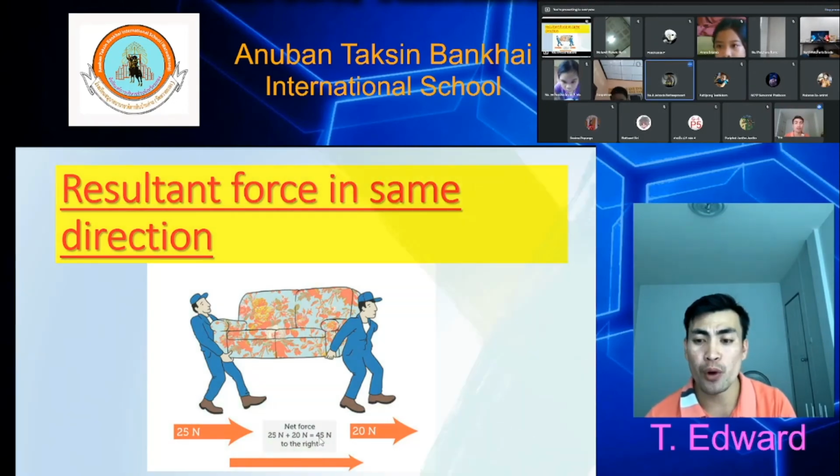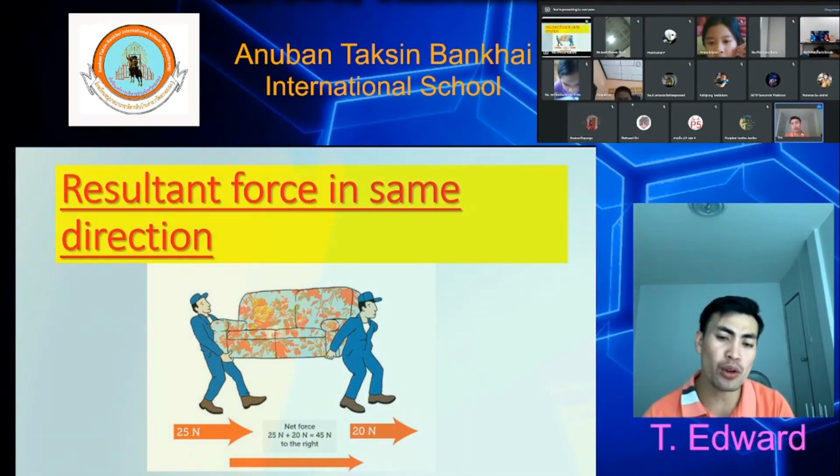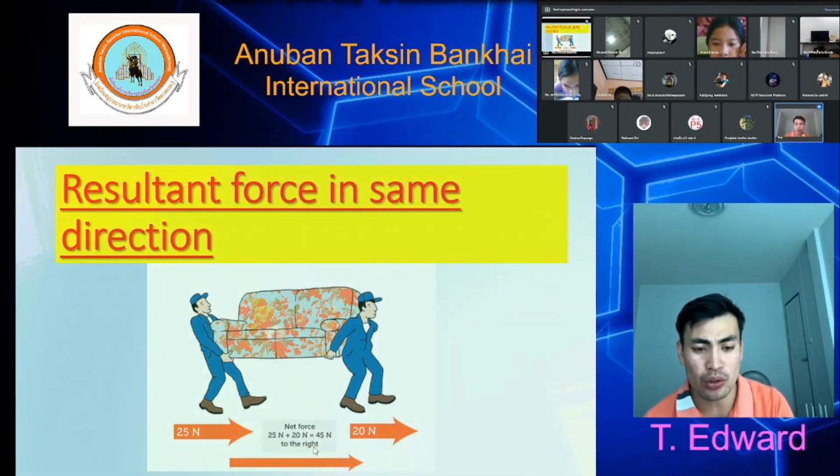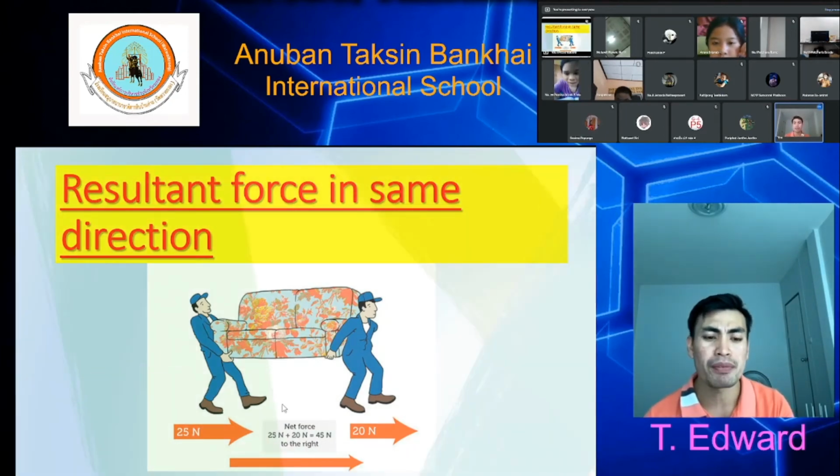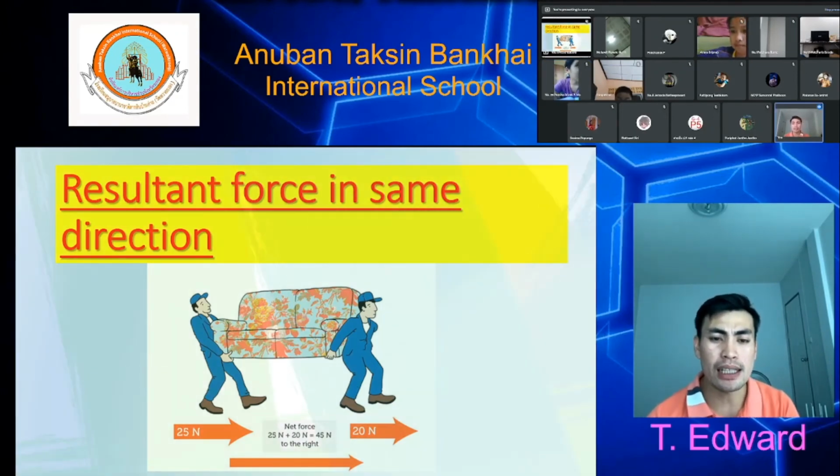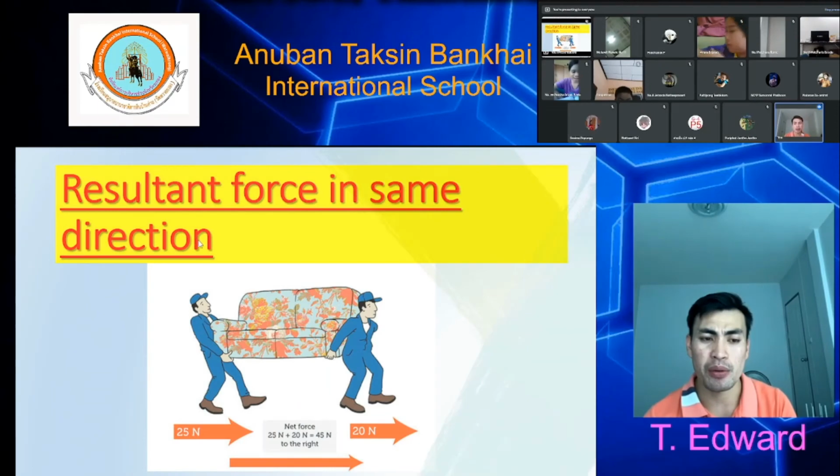45 Newton. Okay, and will it go to the left or right? It will go to the right. Yes, very good. This is the same direction. Do you understand? Same direction.